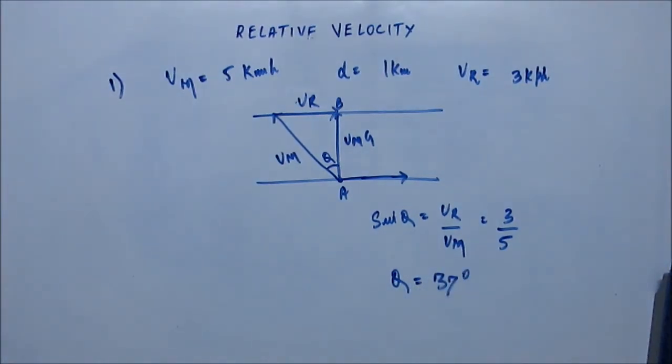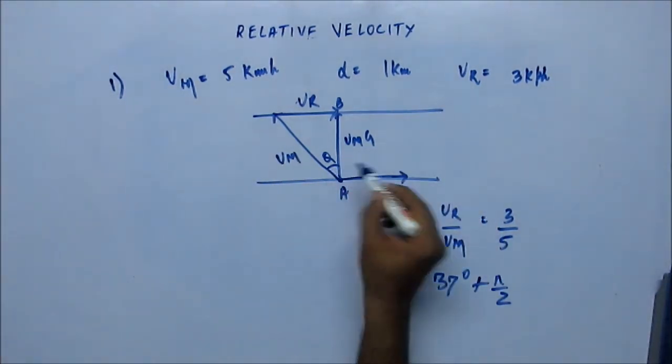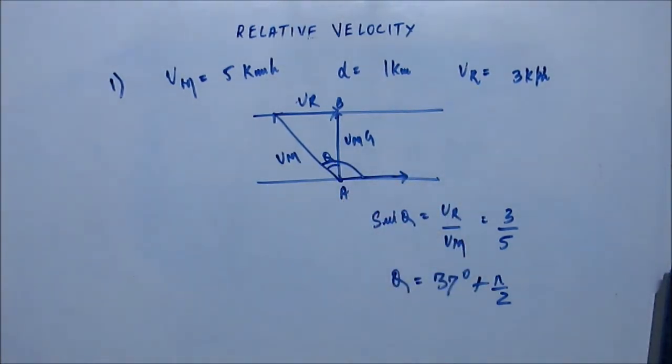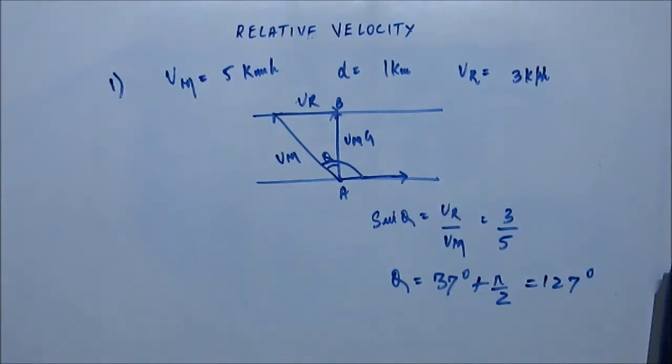So the angle he should start off should be 37 degree with respect to the shortest path, or it should be 37 degree plus pi by 2 with respect to the flow of river. Flow of river is in this direction. With respect to flow of river, it would be this whole angle, right? So 90 degree would be added to it. So 127 degree with respect to the flow of river.